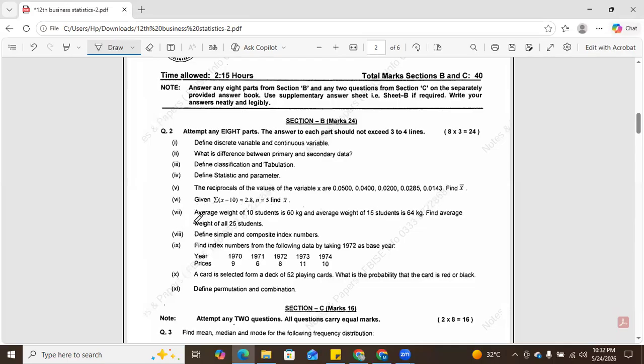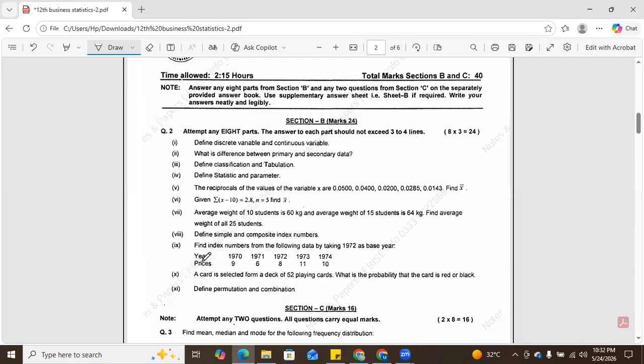Number 7, average weight of 10 students is 60 kilogram and average weight of 15 students is 64 kilogram. Find average weight of all 25 students. Number 8, define simple and composite index numbers. Number 9, find index numbers from the following data by taking 1972 as base year.